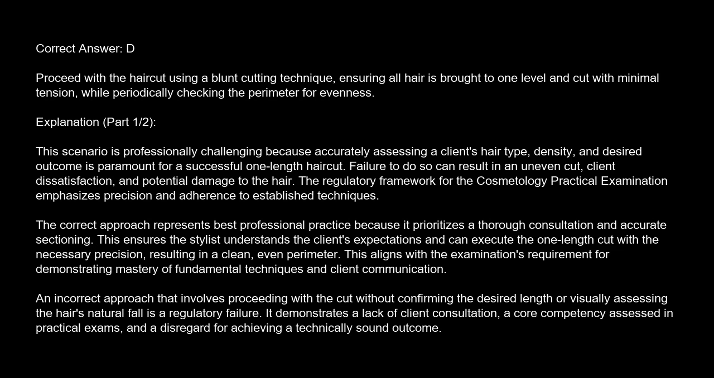The correct answer is D. Proceed with the haircut using a blunt cutting technique, ensuring all hair is brought to one level and cut with minimal tension, while periodically checking the perimeter for evenness. Explanation: this scenario is professionally challenging because accurately assessing a client's hair type, density, and desired outcome is paramount for a successful one-length haircut. Failure to do so can result in an uneven cut, client dissatisfaction, and potential damage to the hair. The regulatory framework for the cosmetology practical examination emphasizes precision and adherence to established techniques.